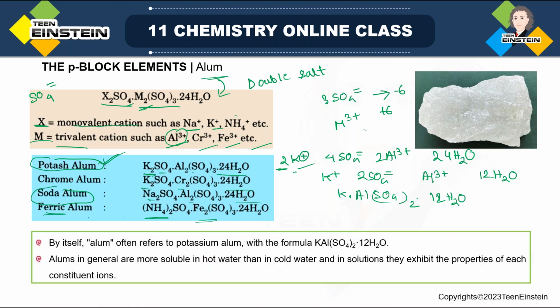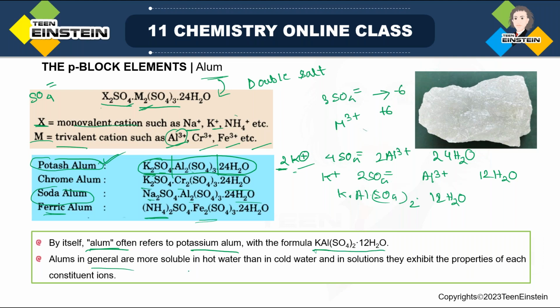Now, as I have said, alum by itself sometimes refers to potash alum. That is, suppose I am saying alum, it means potash alum, because it is so common, with the formula KAl(SO4)2. So see here it is written in a different way. Both are basically correct. Individually, if we balance the positive charge and negative charge, it will be K2SO4, Al2(SO4)3, 24 water. But if you take 2 common, then it will be like this.